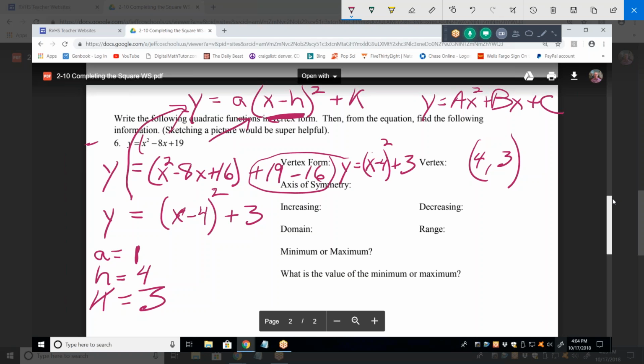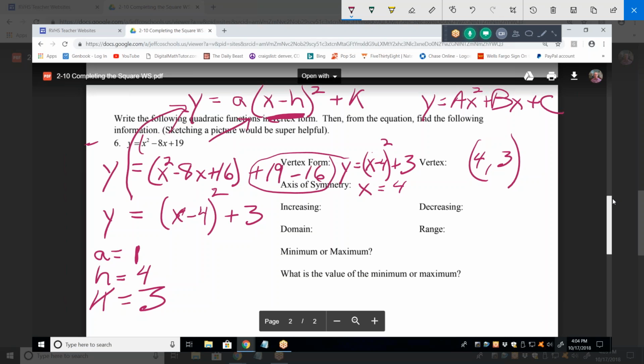Axis of symmetry is what? It's a vertical line, therefore it's x equals 4. That's the axis of symmetry. It's always x equals whatever that x coordinate is of the vertex.